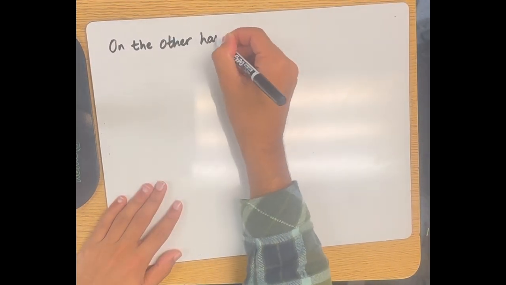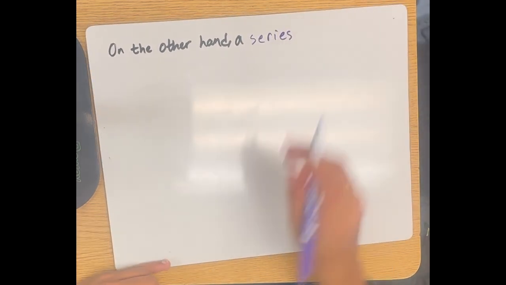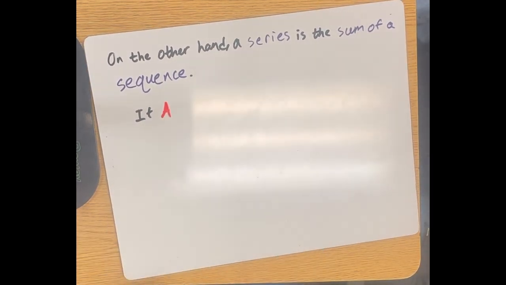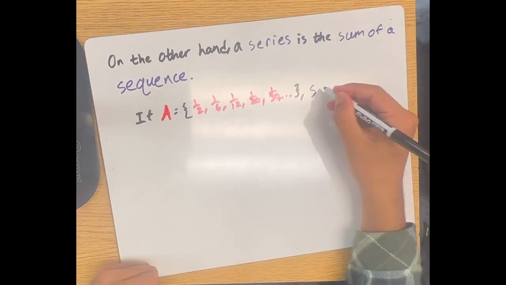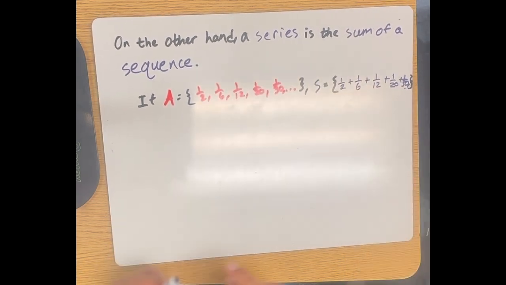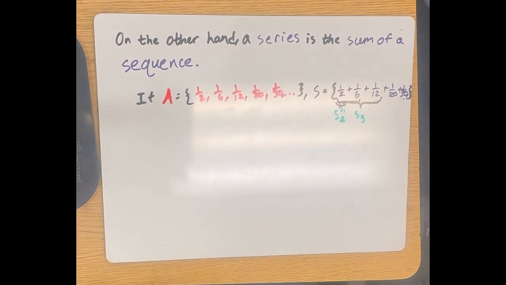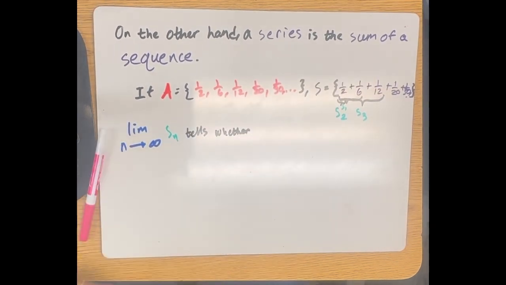On the other hand, we have something called a series, which is essentially the sum of the sequence. So rather than taking the sum of a few numbers at a time, we take the sum of the entire sequence. If our sequence was 1 half, 1 sixth, 1 12th, then our series would be 1 half plus 1 sixth plus 1 12th, and so on. And you can see that the partial sums are part of this series.